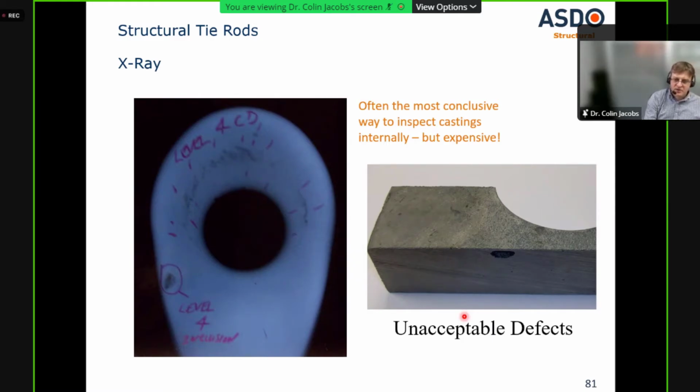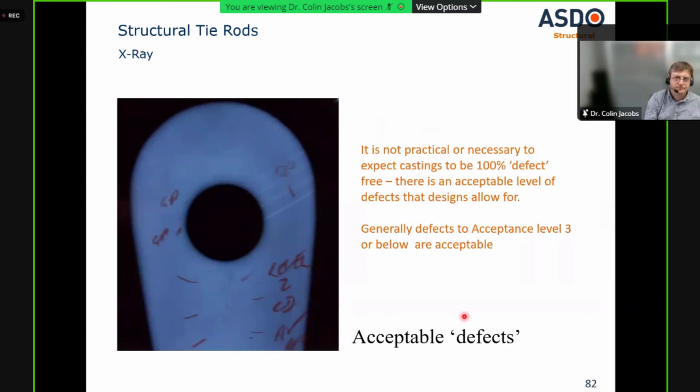Quite expensive X-rays, but they do highlight very visually any defects you may get. But I should note here that not all defects are unacceptable. It's impossible really to get a casting and not expect some defects.